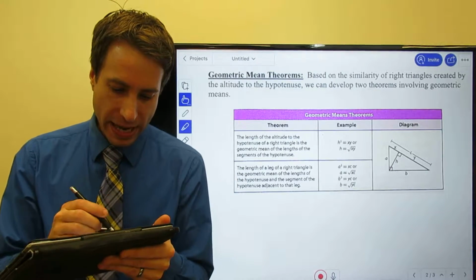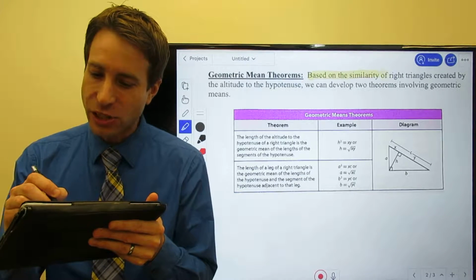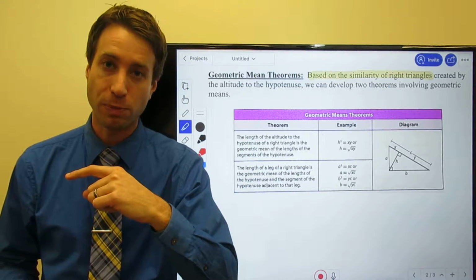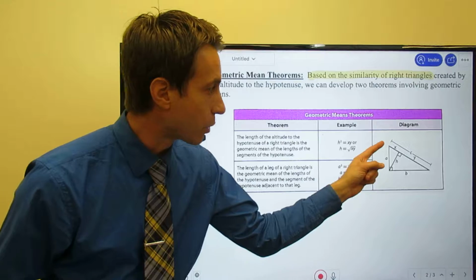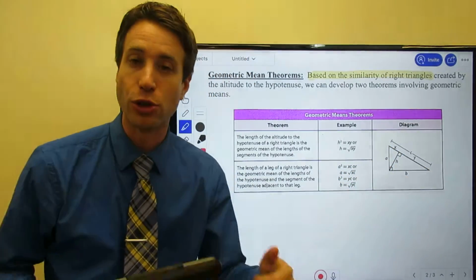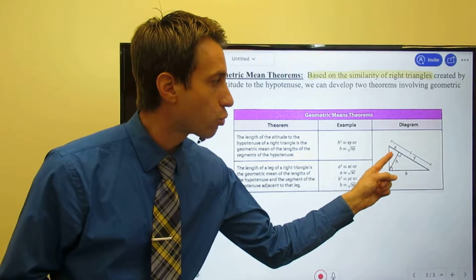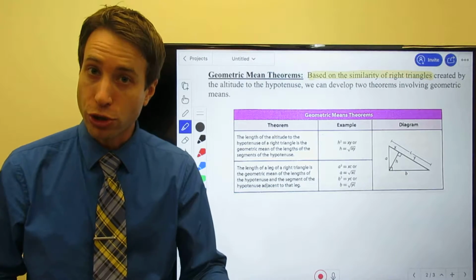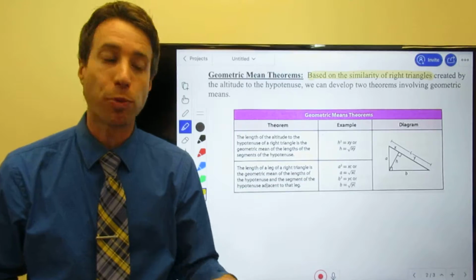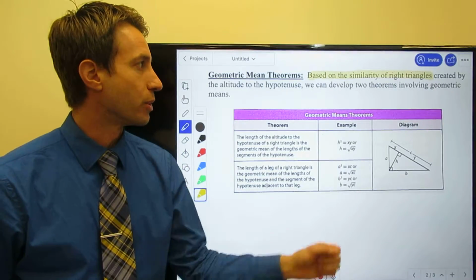So here we go, right here for this geometric mean theorem. What's going to happen is based on the similarity of right triangles. We already talked about that on the first page of the notes, and you can see it right here. I have drawn a right triangle and put in an altitude. What we already talked about is the fact that those two right triangles are proportional to each other, and the two smaller right triangles are both proportional to the overall larger triangle. I'll go through that again with you in a second.